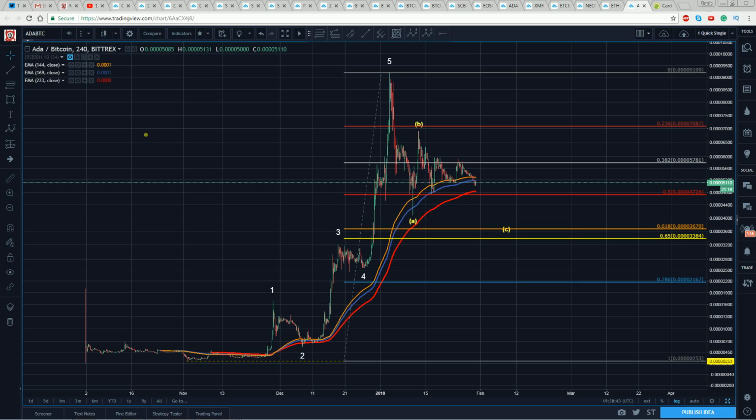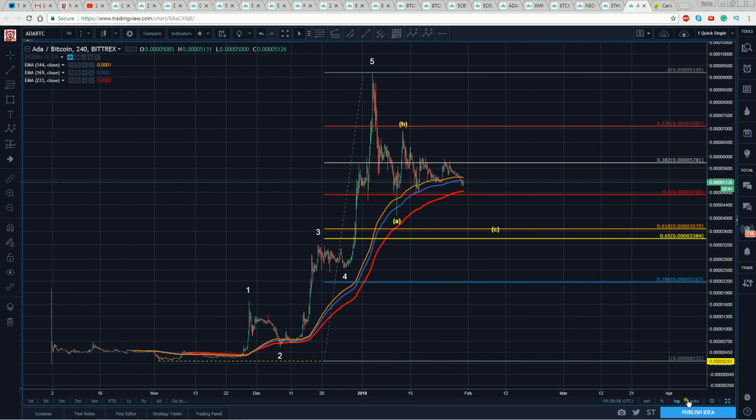So here's ADA to Bitcoin. This is the 4-hour on Bittrex. It's hard to argue. This extreme here, you're tempted to call that the third because it's the largest wave, but it's really hard to make a case for that given the structure. So I am operating on the premise that that's a completed 5-wave structure.